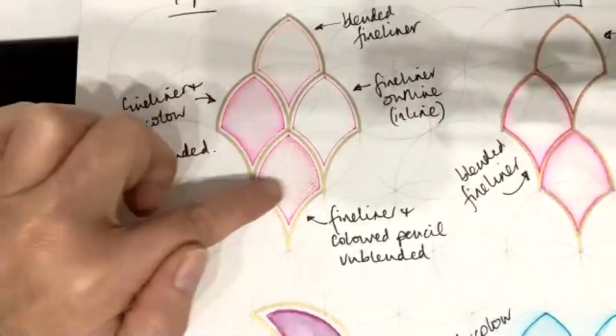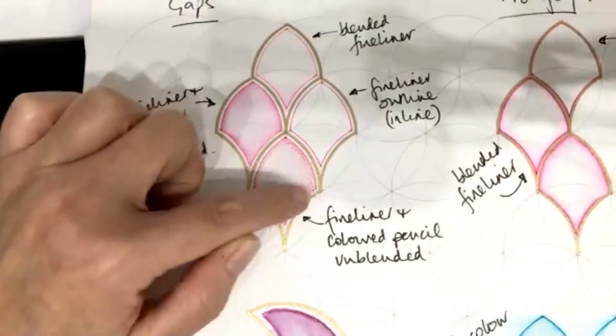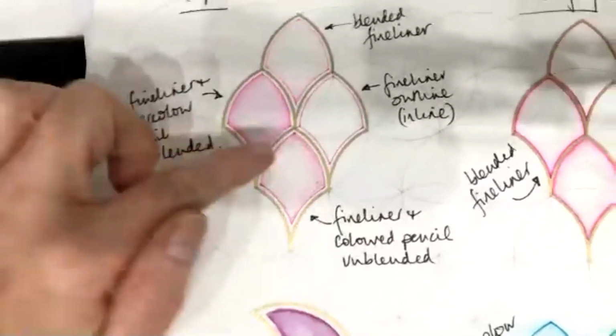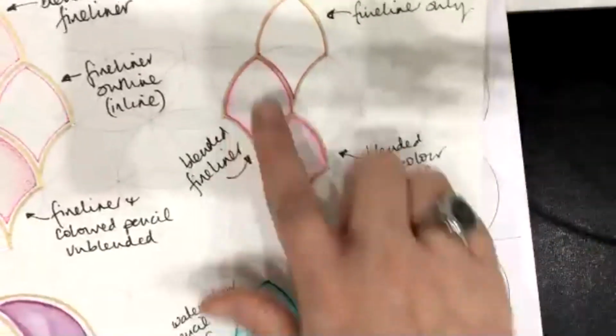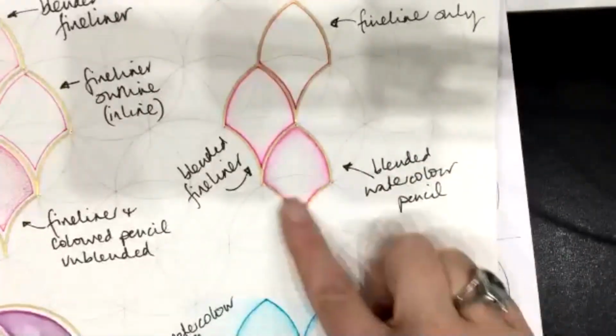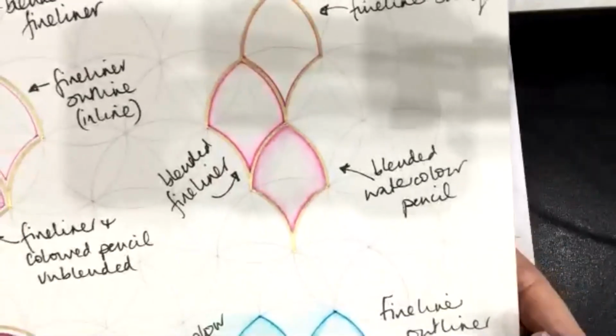So yeah, you can use coloured pencil as well, with no blending with water. But if you use it heavier at the edges, you can still get similar effects. And here I've done the same thing, but this was the no gaps. So this is blended watercolour pencil, and this is just blended fine liner. And you can see a subtle difference between the two.